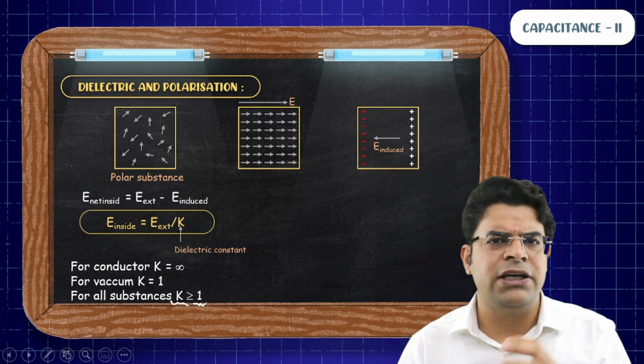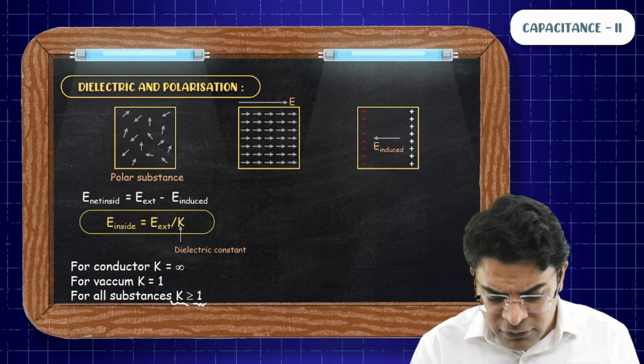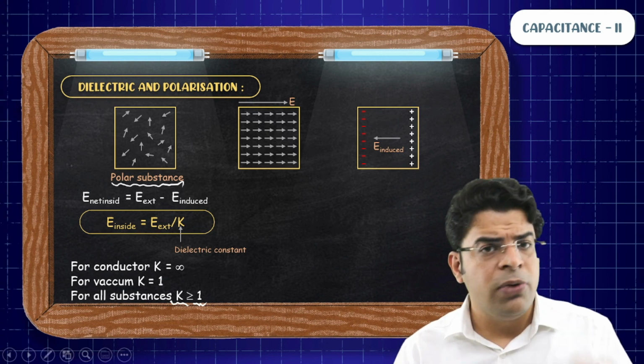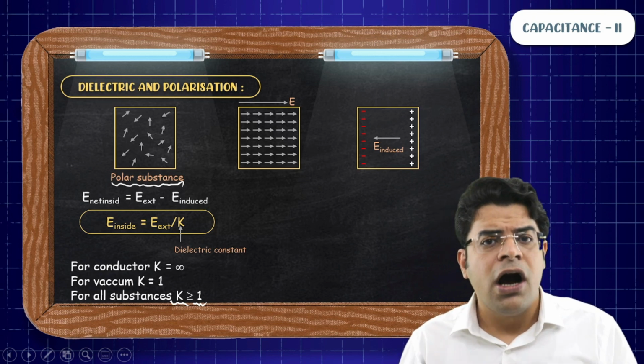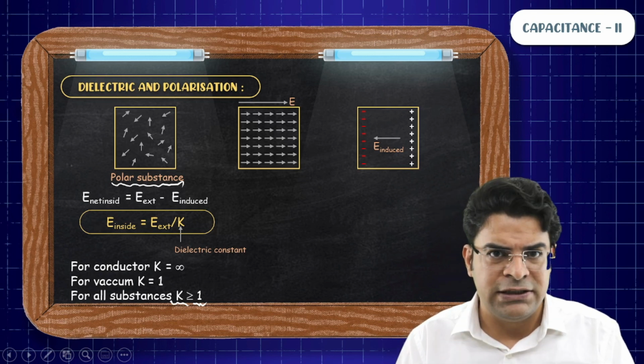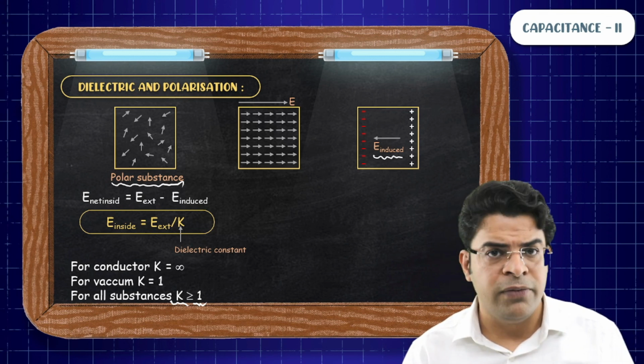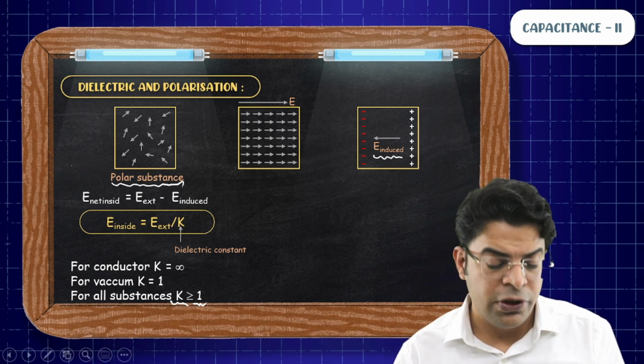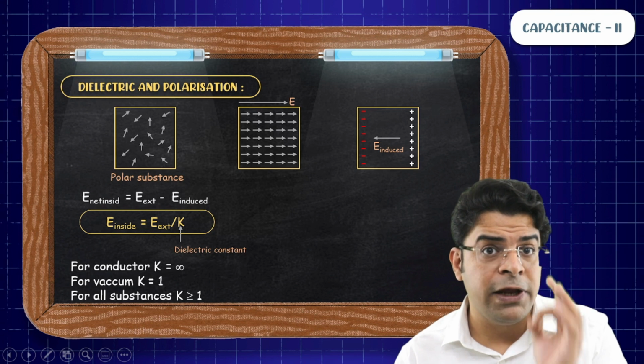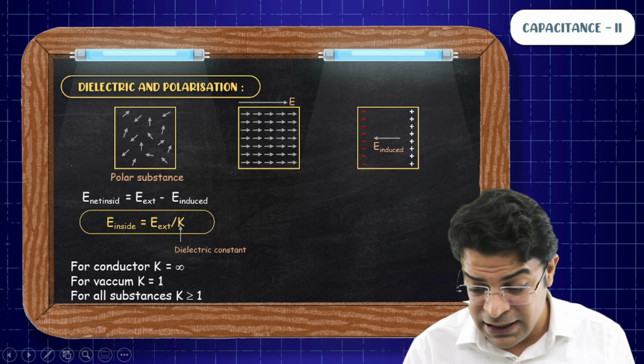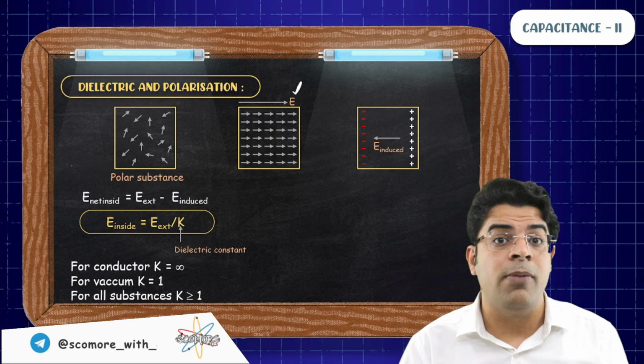Now here comes a legitimate doubt in your mind. Sir, what you have just taught is for polar substances, but all substances are not polar. How can non-polar substances have some induced electric field? Here comes the key concept: even when you place non-polar substances in an external electric field, they become polar.